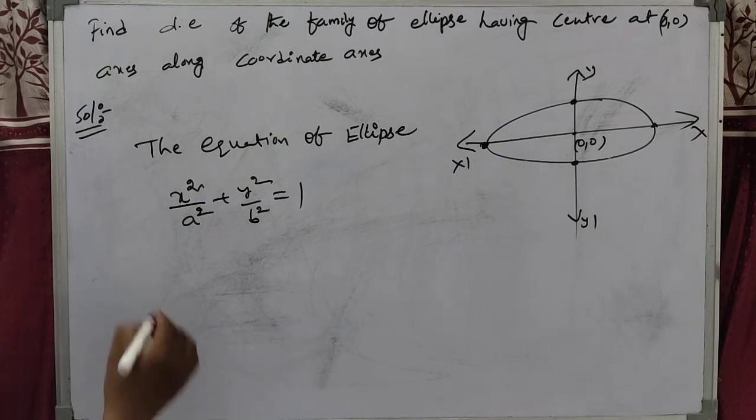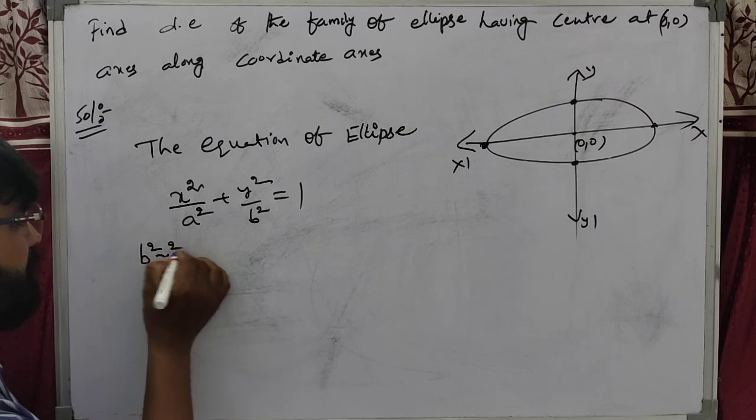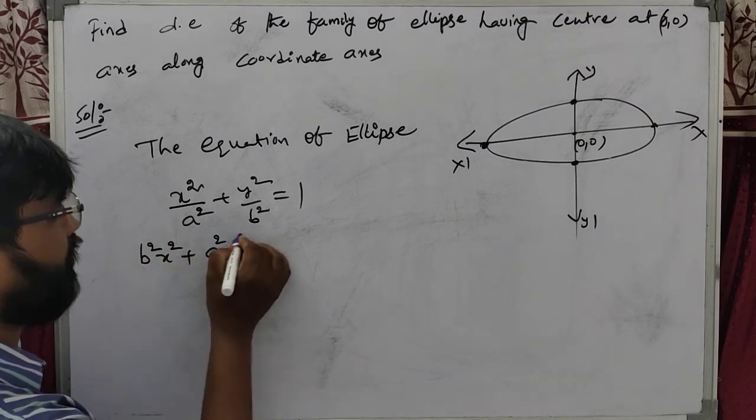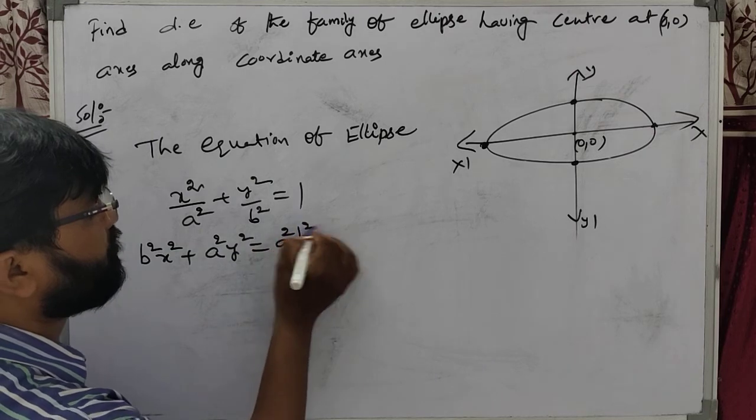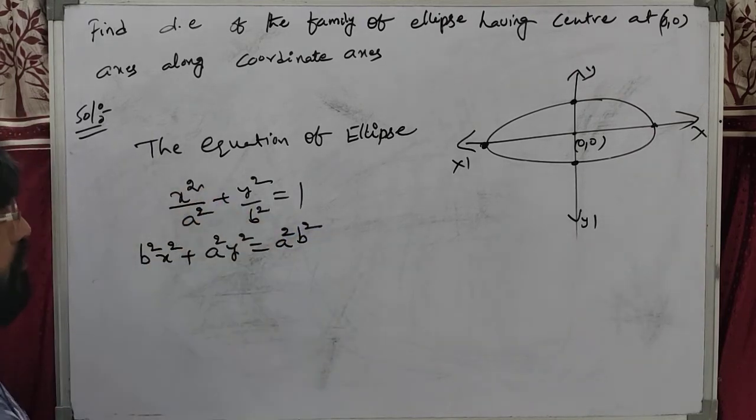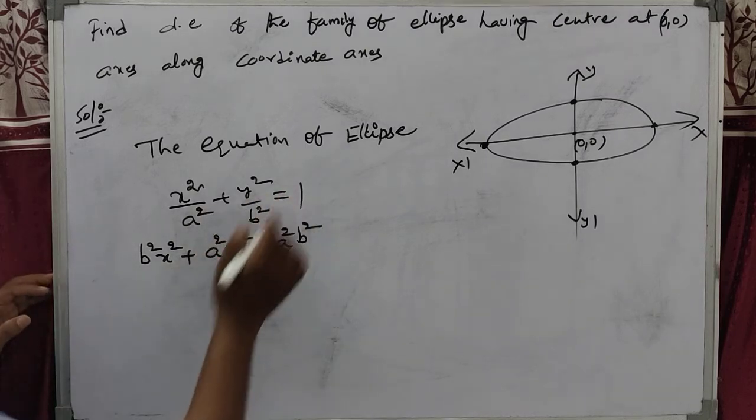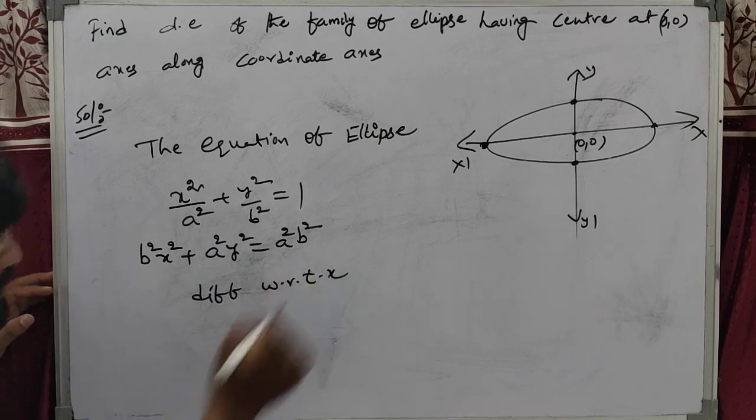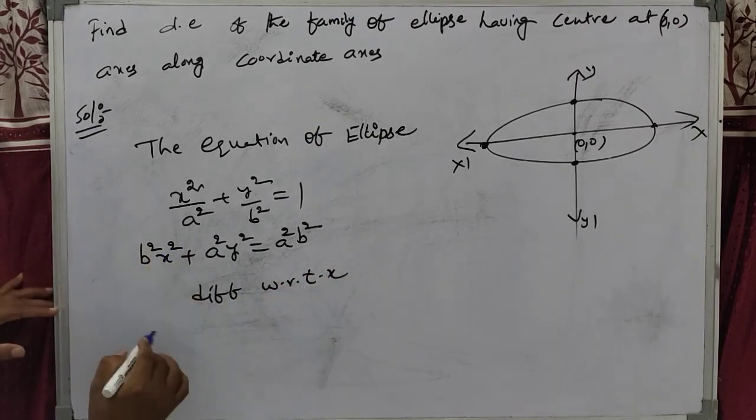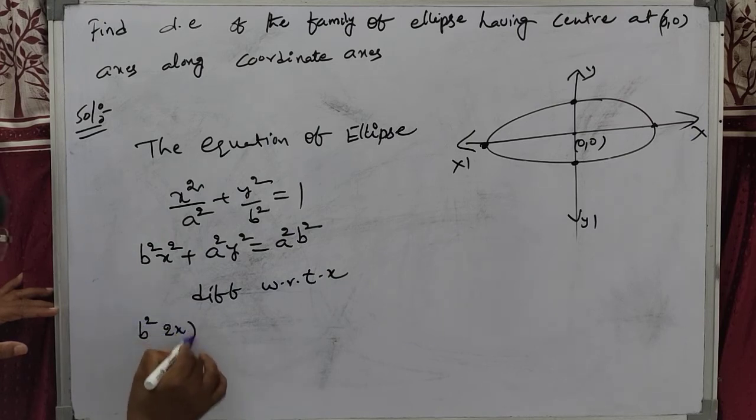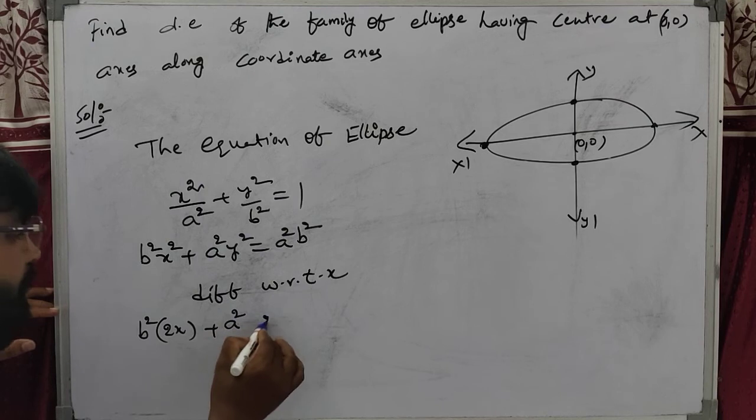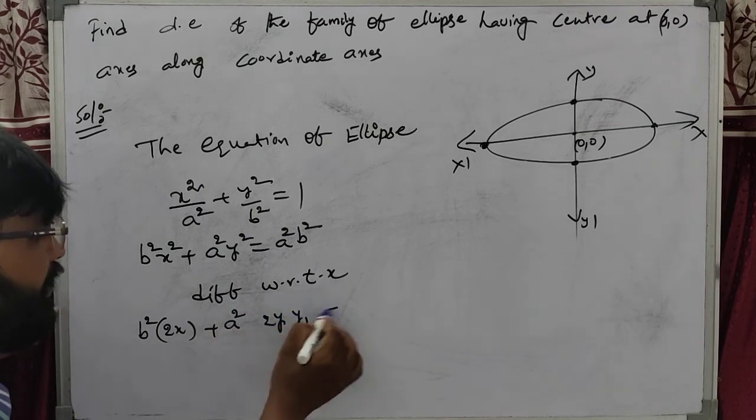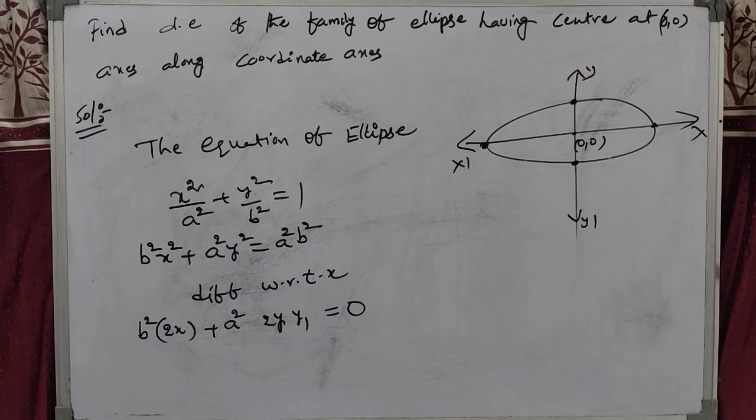Dear students, here we can write this as b square x square plus a square y square equal to a square b square, LCM is a square b square. Now, differentiating with respect to x, the derivative of x square is 2x. So b square into 2x, plus a square into 2y into dy by dx, and the derivative of the constant is 0.